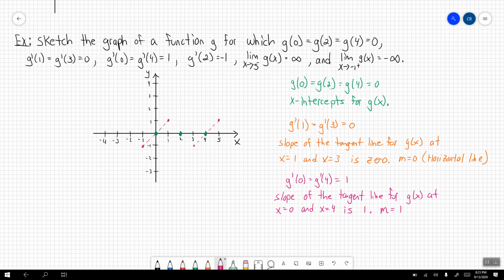Okay, so this should tell us what the function is doing so far. So I'm going to keep that in my back pocket. Now, looking at g prime at 2. Let's choose a different color other than red. So I'm going to be looking at g prime of 2. So g prime at 2 is equal to negative 1.